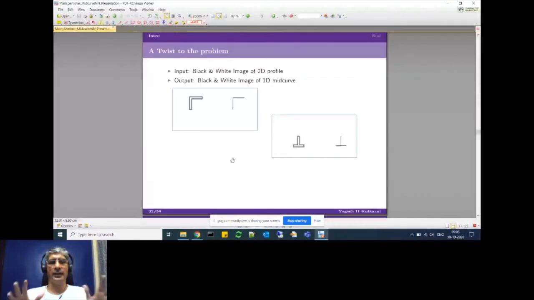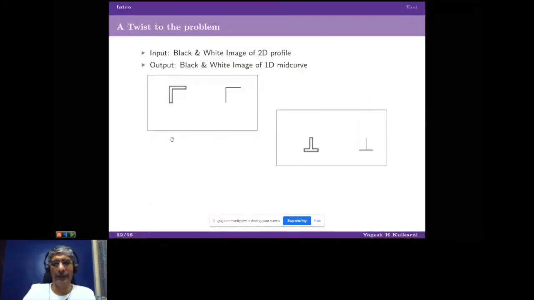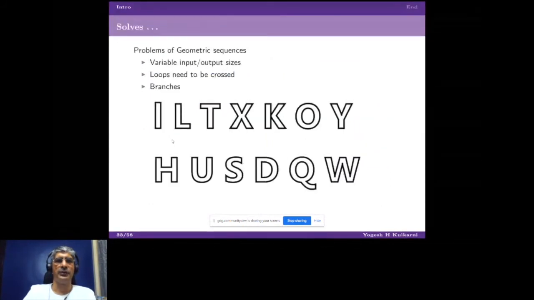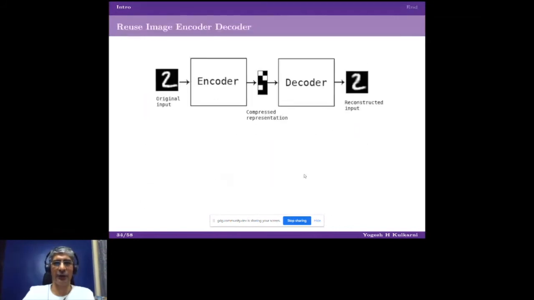I'll share the screen again. So now this is an image to image translation problem or transformation problem. Now things would be very familiar to all of you. Given shapes like this, I've just taken some English letters for now. Can you compute the midcurve? Now you can see the complexity. This is a very simple shape. Simple, but there are joints, branches. Now these are concentric shapes. So this is the problem we are working on.